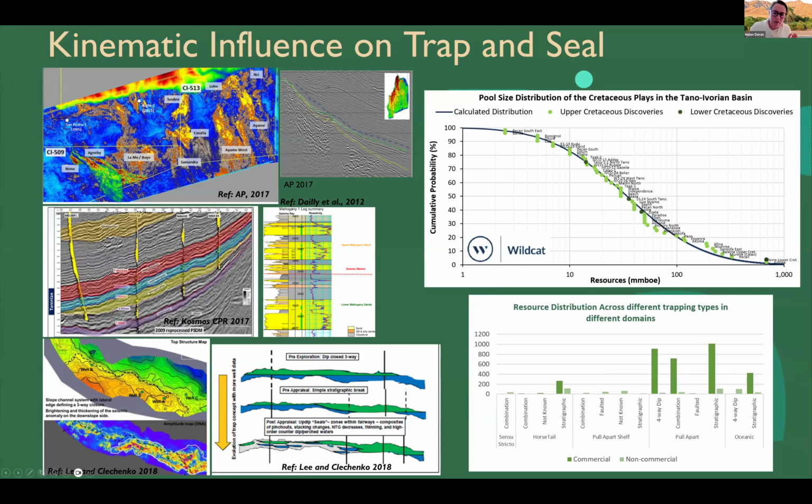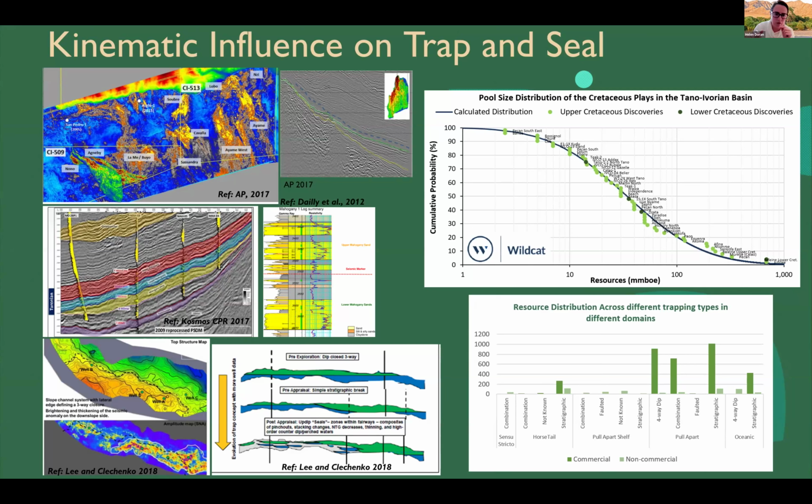But the timing of the passing of the transform, which is active in the Cenomanian but ceases in the upper Cenomanian, means that trap formation partially occurred during reservoir deposition. And this has resulted in compartmentalized traps and the requirement for lateral fault seal.